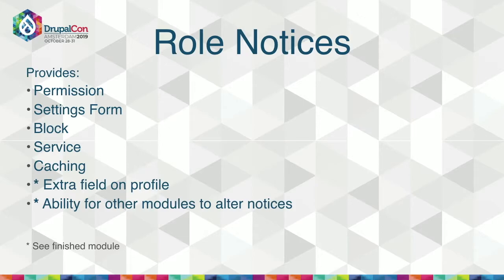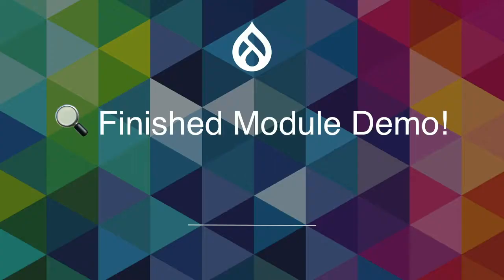So we're going to look at role notices. It's going to provide permissions. We're going to have a settings form. It's going to have a block. We're going to use a service. It's going to demonstrate some caching. The last two asterisks I don't think I'll get to in the session, but if you look at the code on the site, it'll show you how to make an extra field to show notices on profiles. And then it'll also have an example of how to let other modules alter the notices that your module makes, so like an alter hook.